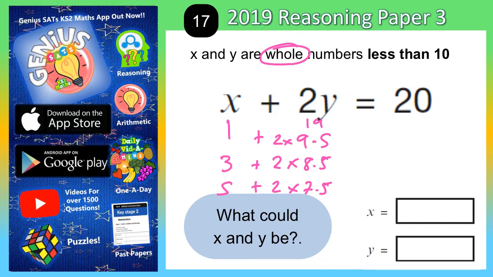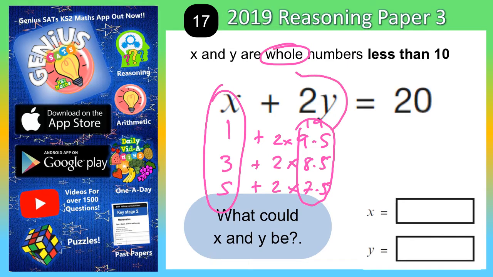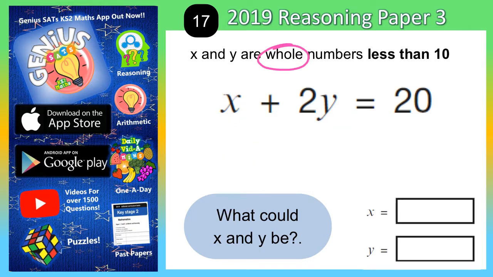Now you could continue this, but by now you should realise that if you make x an odd number, then y is going to end up as something point 5. And that can't happen because it's got to be a whole number. So it seems that x cannot be odd. It's actually worth writing that down: x can't be odd. Now that starts to focus our brain a little bit, so x must actually be even.